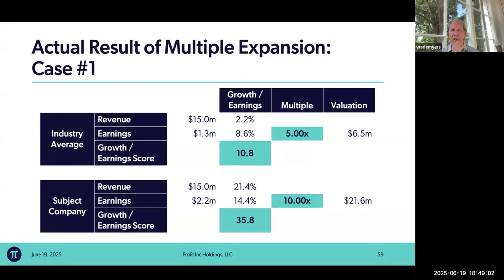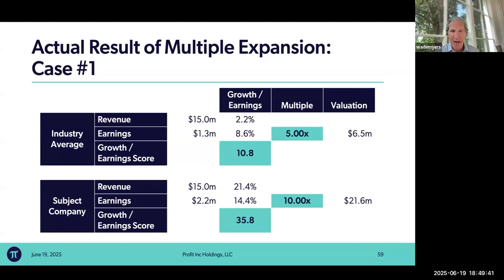I want to point out one thing. I love this score. It's called the growth earnings score. So think of this as if I just add up the 2.2% for the industry average growth and the 8.6% for the average industry earnings and just drop the percent, that's a score of 10.8. So this entire multi-billion-dollar industry had a growth earnings score of 10.8. The company that I was selling had a score of 35.8. So we were 3.5 times higher on a combination of our ability to grow and our ability to extract earnings while we are growing. So that's really impressive.